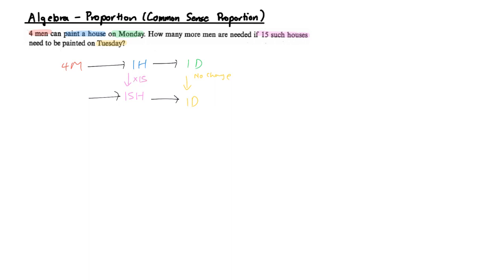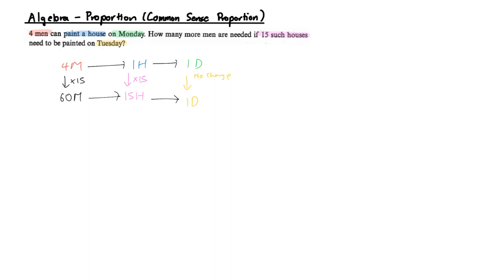So you need to think about the relationship between men and houses. More men can paint more houses or more men can paint less houses. Okay, and the relationship, of course, if you have more men, you can paint more houses. So this is a direct kind of relationship. Therefore, the change here will be the same kind. So you multiply by 15 as well. So what you need now is 60 men, 15 houses in 1 day.